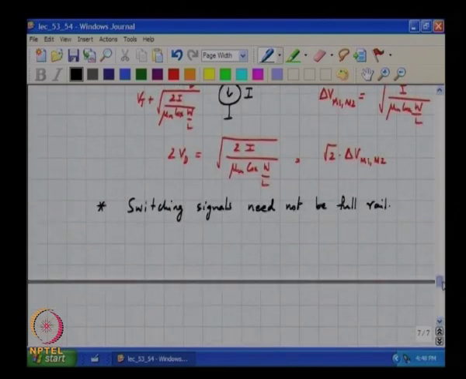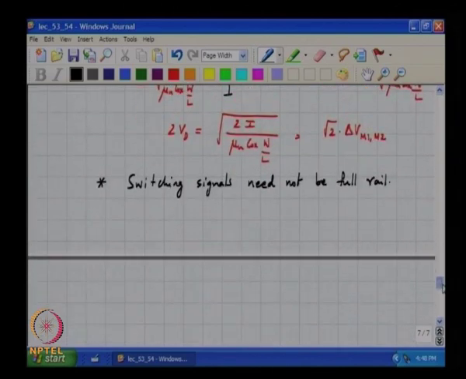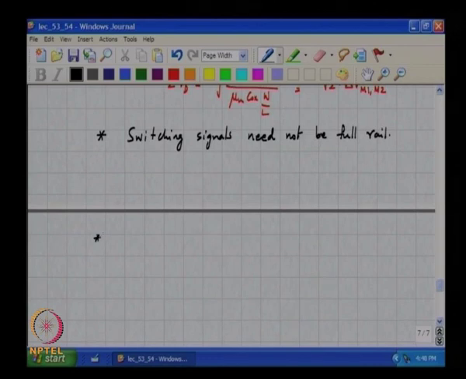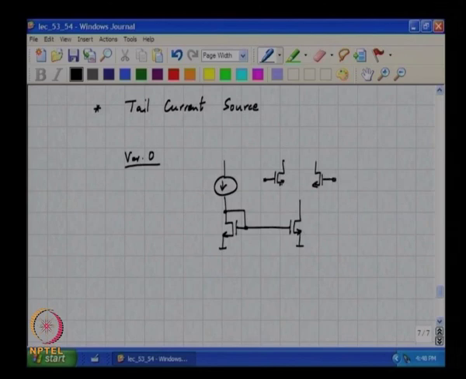Now, the question is how one would make the tail current source. Okay. So, how do you make the tail current source? Okay, version 0 would be to say, okay, I am going to have a current mirror here, and this is my switch or the current switch or the current steering pair which steers current. This is I, this is nominally supposed to be equal to I.